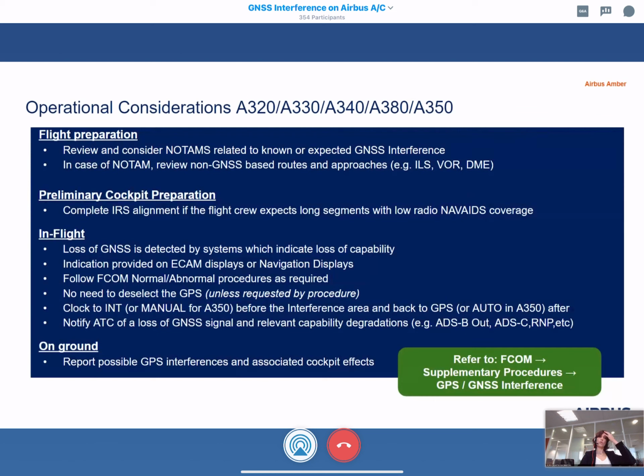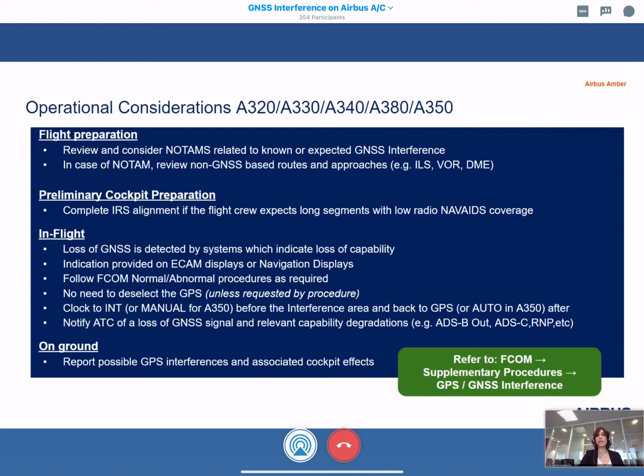Then we go through the operational considerations for A320, A330, A340, A380, and A350. So first, during flight preparation, review and consider NOTAMs related to known or expected GNSS interference. In case of NOTAM, either authorities' or airline's, review non-GNSS based routes and approaches, such as ILS, VOR, or DME. During preliminary cockpit preparation, complete IRS alignment if the flight crew expects long segments with low radio navigation coverage.